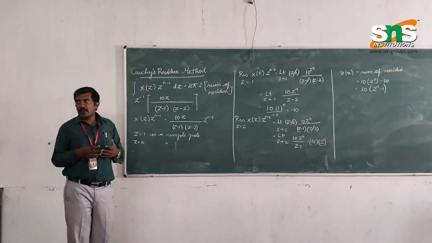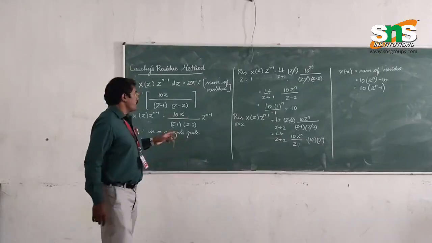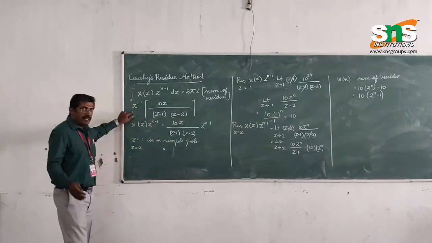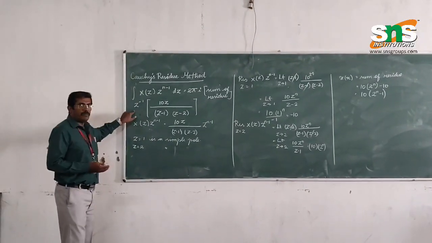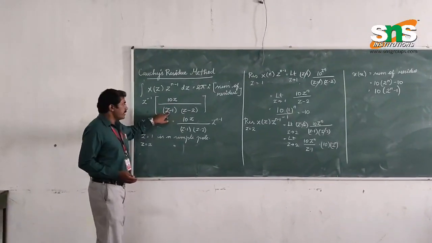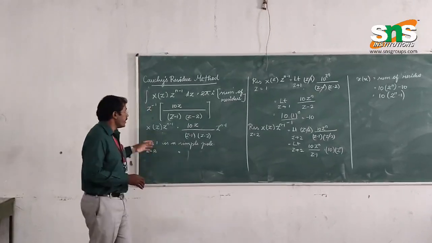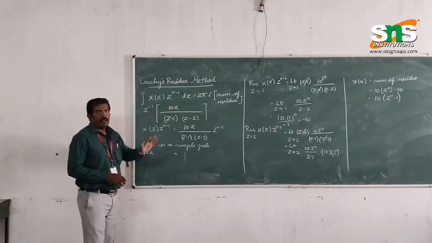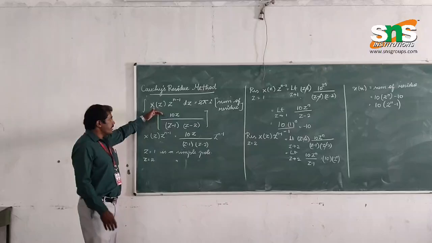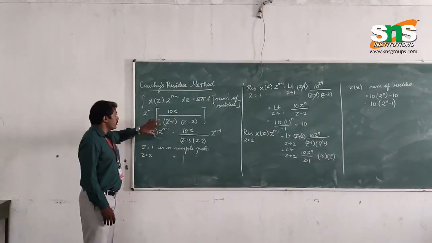So how to solve this? What is the concept? What will be the question? What kind of structure will the question have? If you see, the question will be like this: Z inverse of 10z by z minus 1 into z minus 2. So this is the question given. We have to find z inverse of this particular term. There is a numerator and also a denominator.